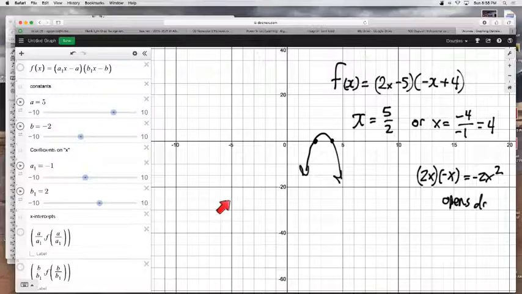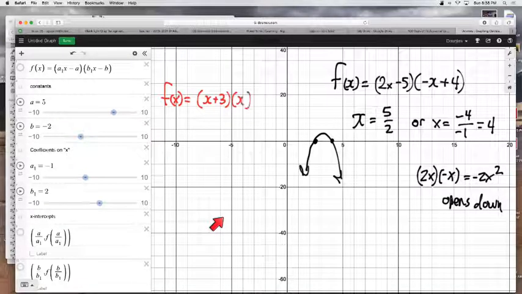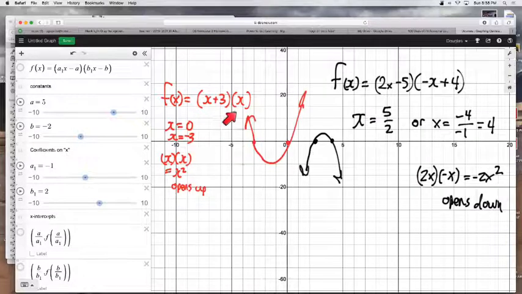If I had a different function, rather f of x equals x plus 3 times x, once again some quick zero product ruling shows x equals 0 or x equals -3 would be my x-intercepts, and since x times x equals x squared, the parabola opens up, and I have a quick sketch. So seeing quadratic functions in factored form means you have quick access to the x-intercepts, and a quick little inspection tells you whether you're going to open up or down, so you can get a nice little sketch of any parabola if you are given the factored form.